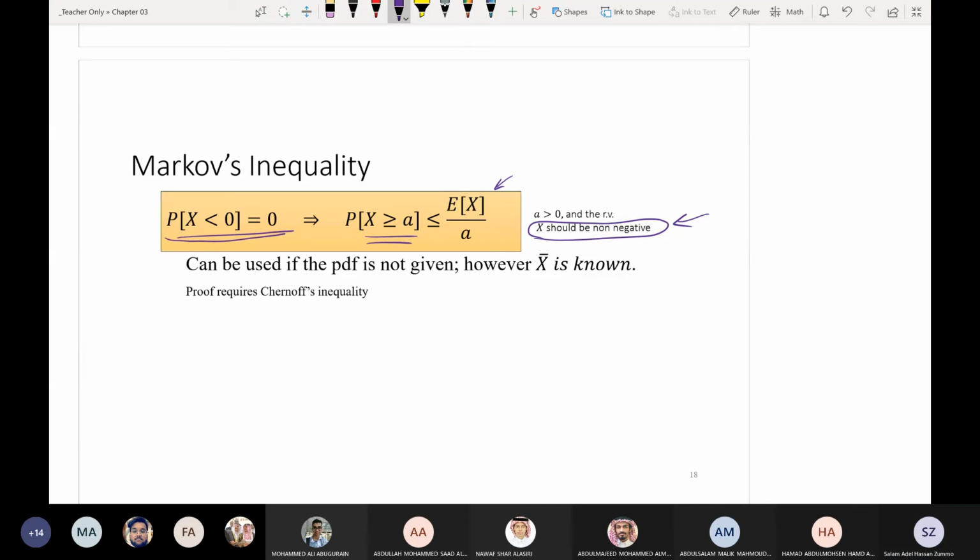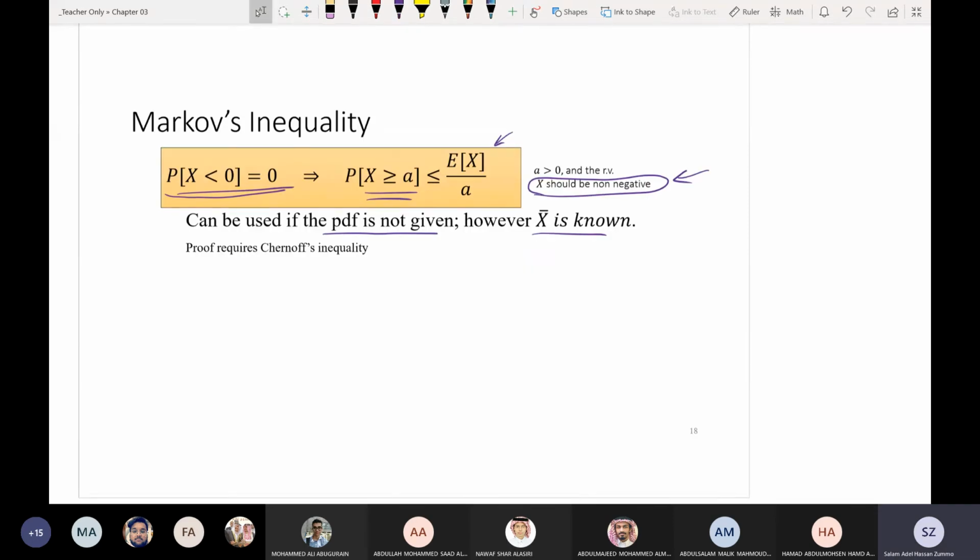Okay? It's upper bounded by the mean divided by a. This is used when the PDF is not given, but we have the average. It has the same concept, but a different result, I would say.